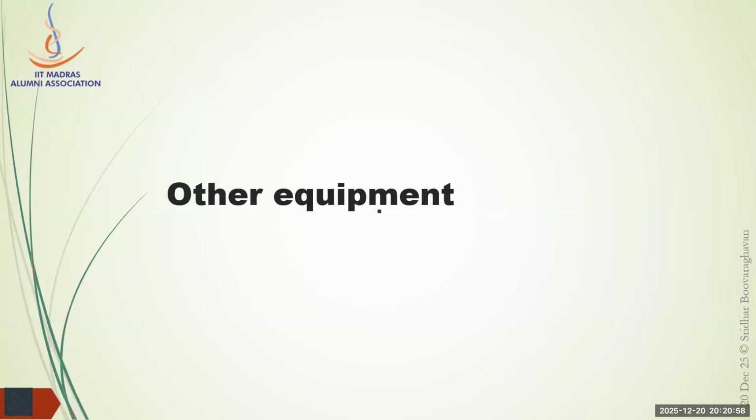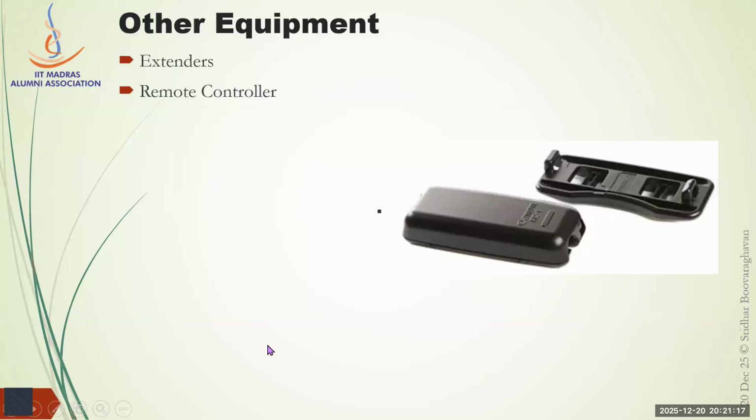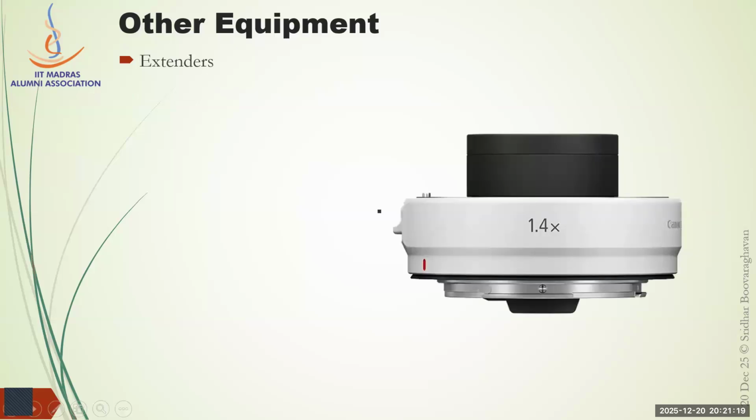Now let's look at other equipment. We are running close to 8:30, so let's quickly look at other equipment, right? We talked a little bit about the lenses. There is another thing called the extender, right? Again, I'll stop sharing here so that you can see a better view of these things in my phone camera.